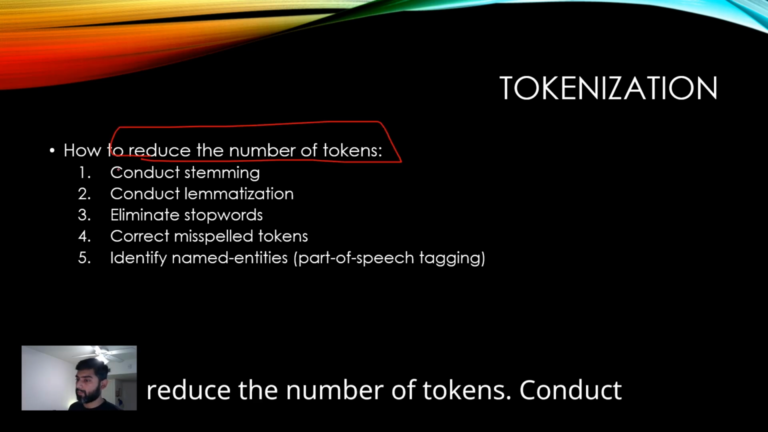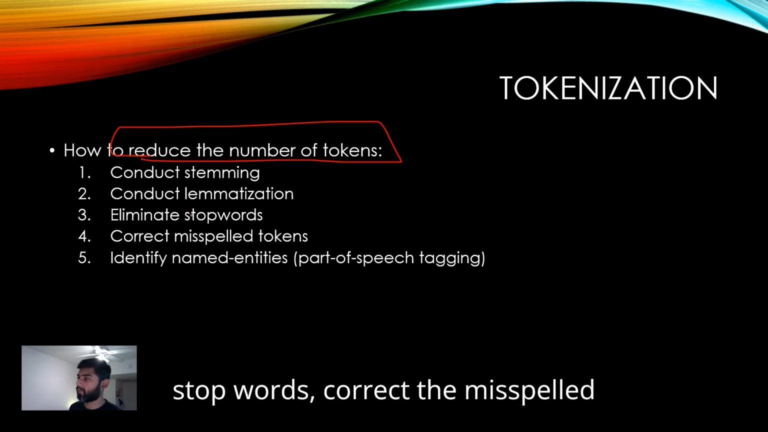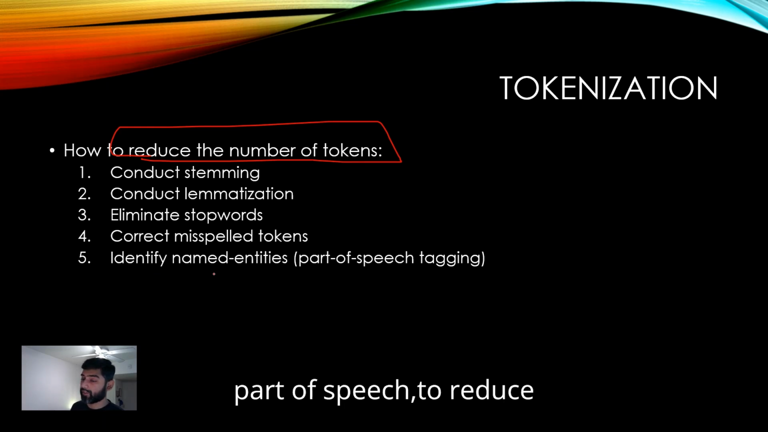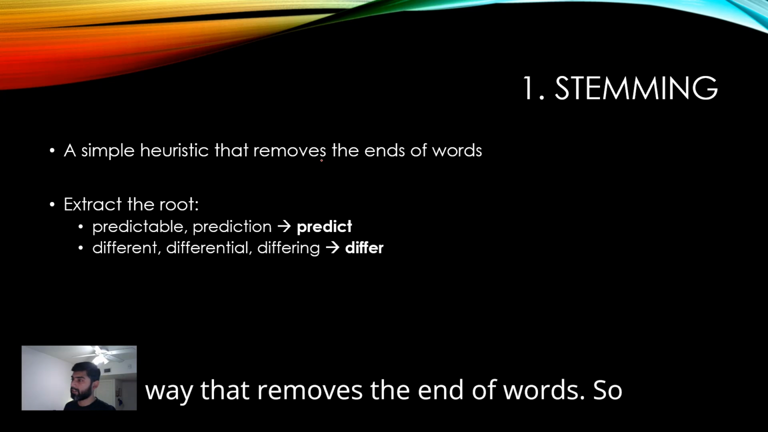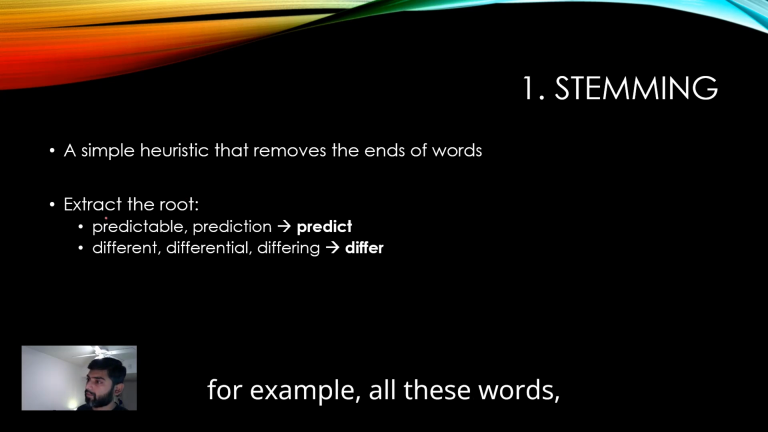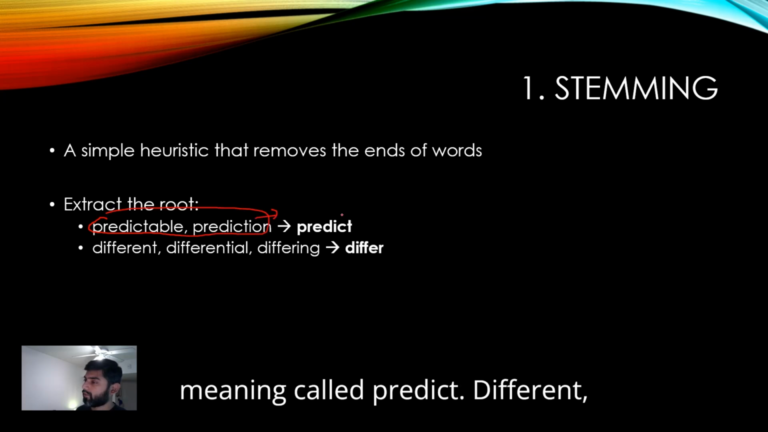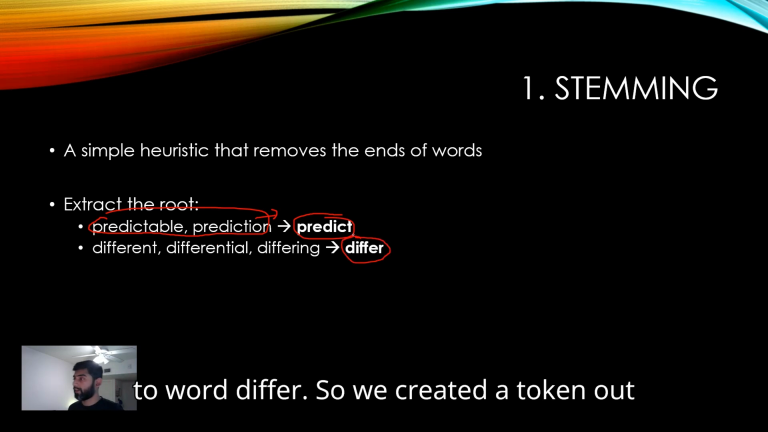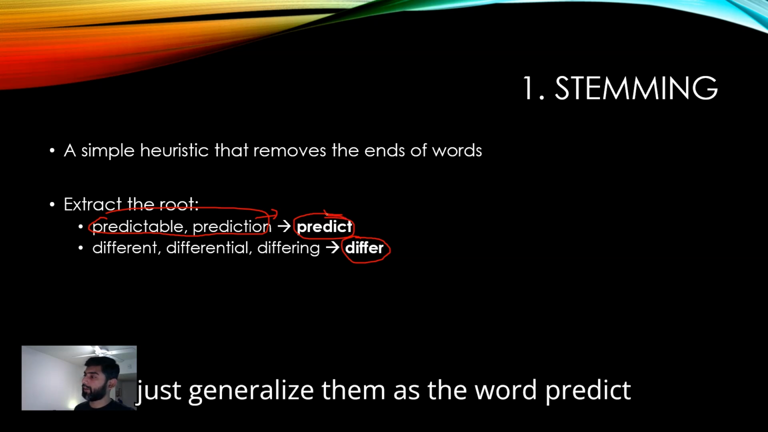Well, there are five ways to reduce the number of tokens: conduct stemming, lemmatization, eliminate stop words, correct the misspelled tokens, and identify the named entities or part of speech. Stemming is a simple heuristic way that removes the end of words. For example, predictable, prediction, predict all lead to the meaning predict. Different, differential, differing are all combined to the word differ. So we take all the different kinds of words and generalize them as the word predict and differ.